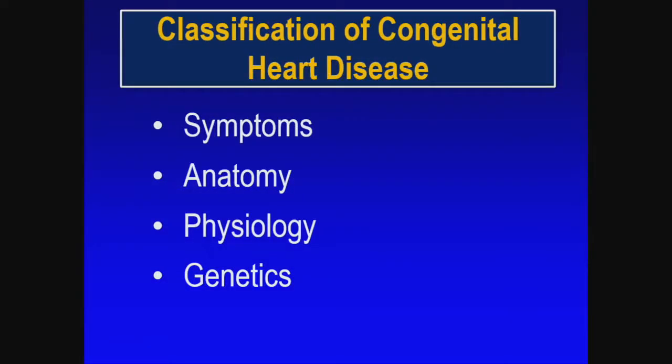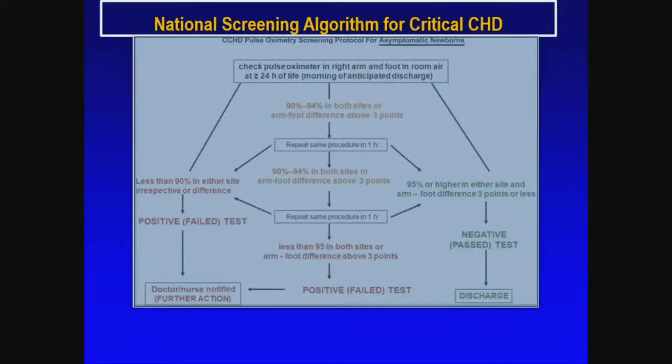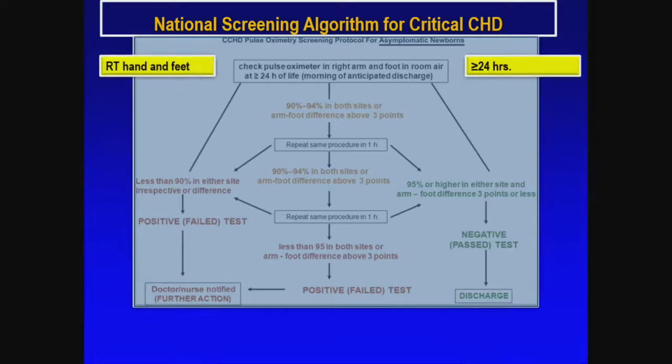Okay. So you can classify heart disease in different forms based on symptoms, anatomy, physiology, and genetics. But what I will want to start with is this national screening algorithm for critical congenital heart disease. As you know, in 2011, the Secretary of Health launched this universal program where all babies who are born in the United States are going to be screened with this pulse ox screening so that we don't miss critical congenital heart disease. Few points to remember about this is: one, it is performed at or after 24 hours.